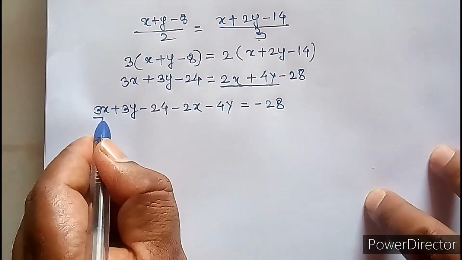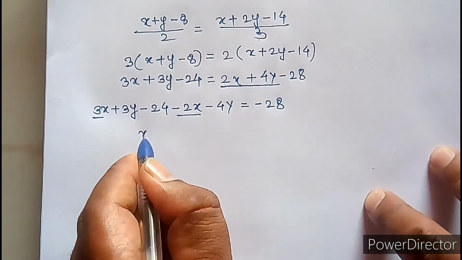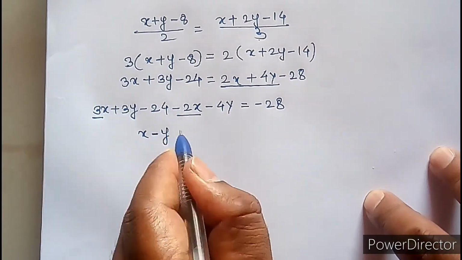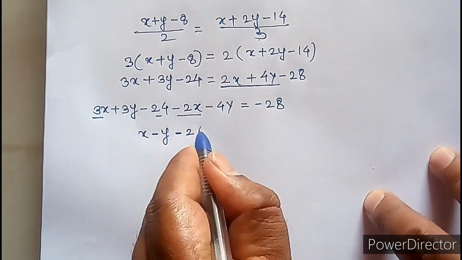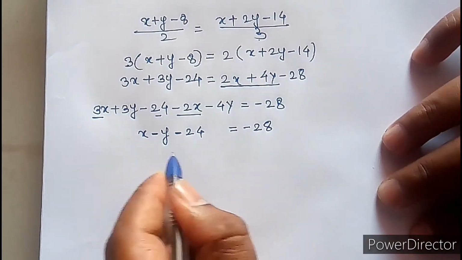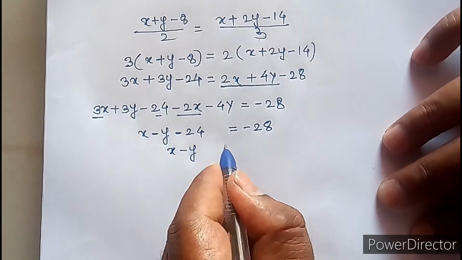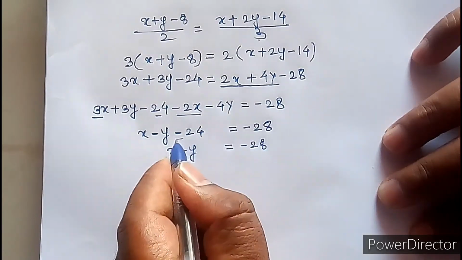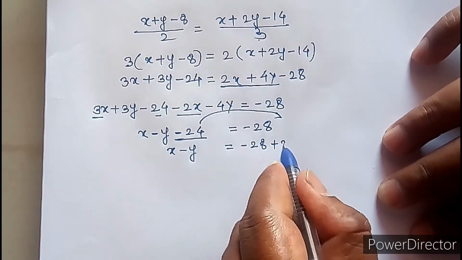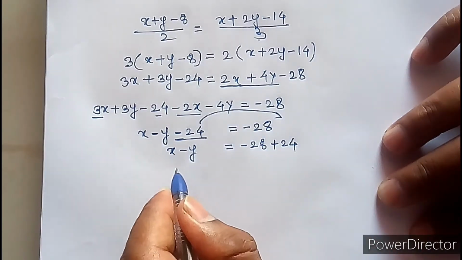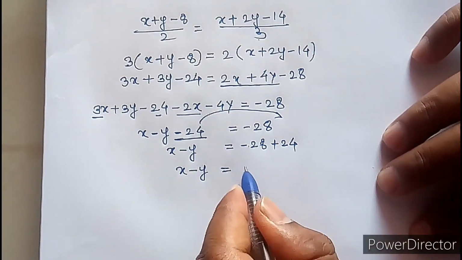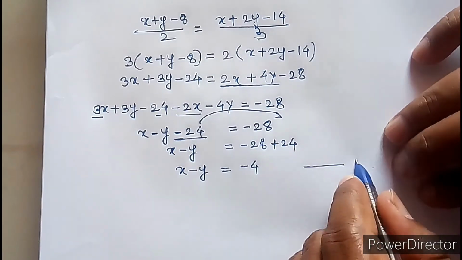Now here 3x minus 2x, that will be x, 3y minus 4y, that is minus of y, minus 24 as it is, equals to minus of 28. Now here what we get is that x minus y equals to minus 28. Now shift this minus 24 on right hand side, it will be plus of 24. Now we get x minus y equals to minus 28 plus 24, it will be minus of 4. Give it equation number 1.